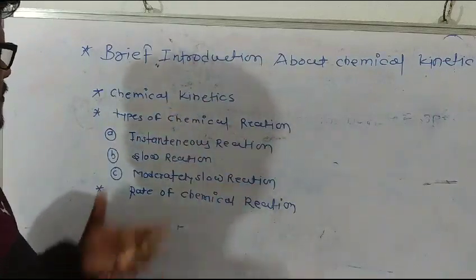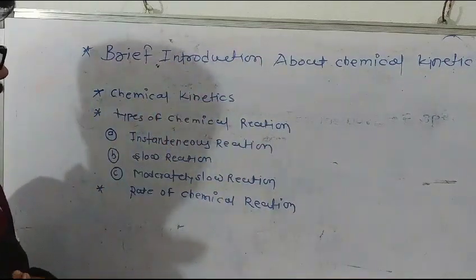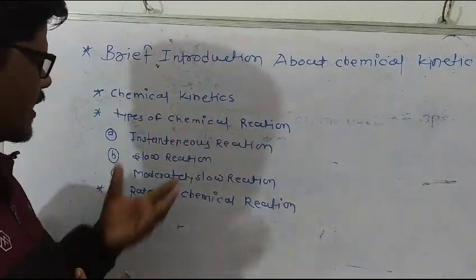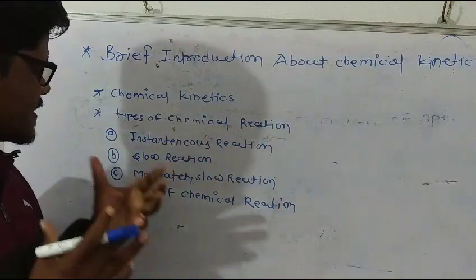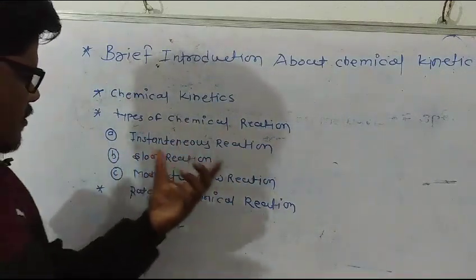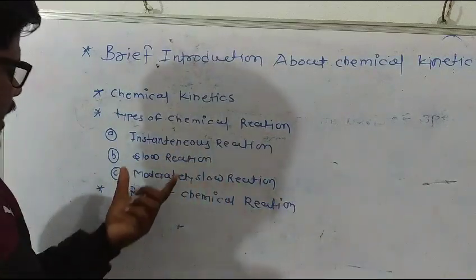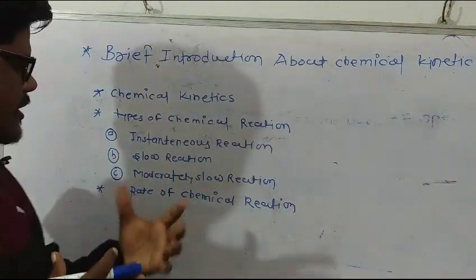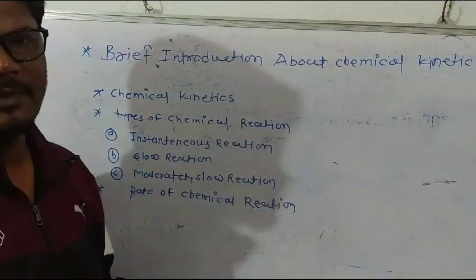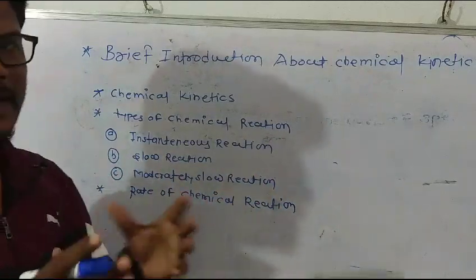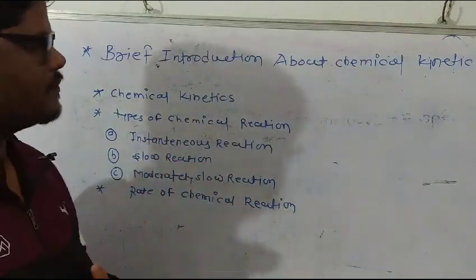So the topics are as follows. First of all, we will try to understand chemical kinetics. After that, we will try to understand the types of chemical reactions. There are three types of chemical reaction on the basis of speed: first is instantaneous reaction, after that slow reactions, after that moderately slow reactions. And after that we will try to understand the rate of chemical reaction, how we are going to calculate it. That's what we want to understand in this lecture. So one by one we will try to understand all these topics.